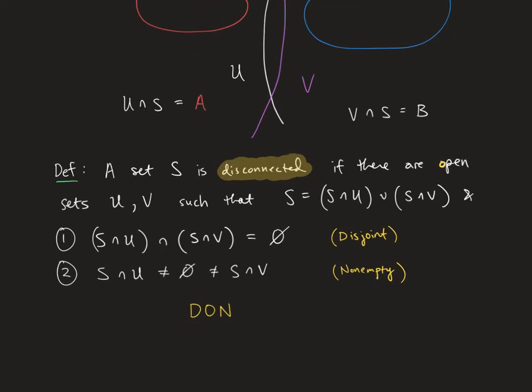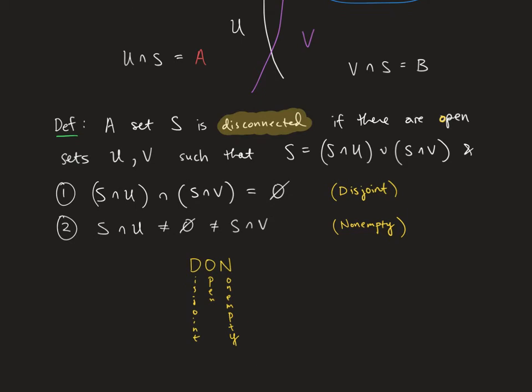So we have disjoint, open, and non-empty. All right, so that's the acronym to remember for the definition of disconnected. Okay, another little definition.